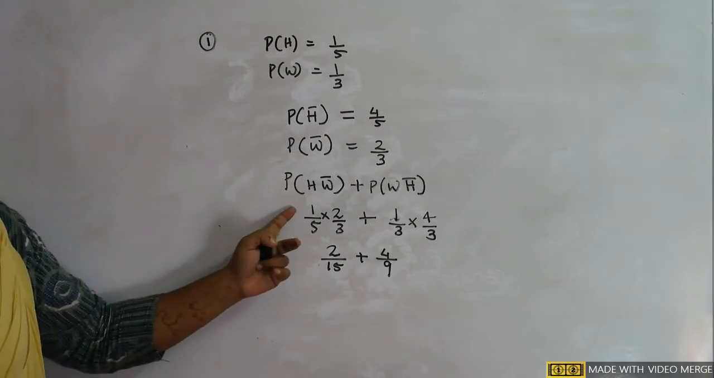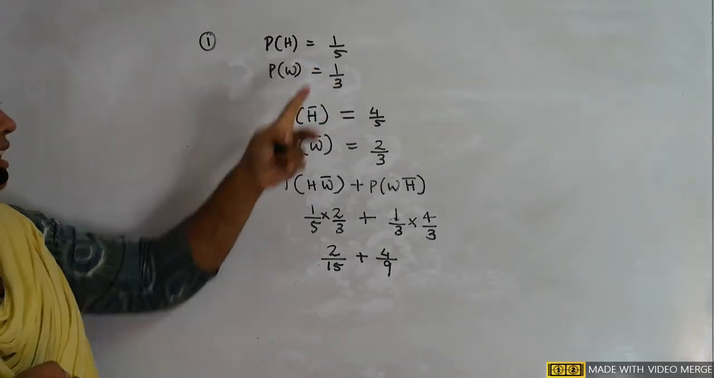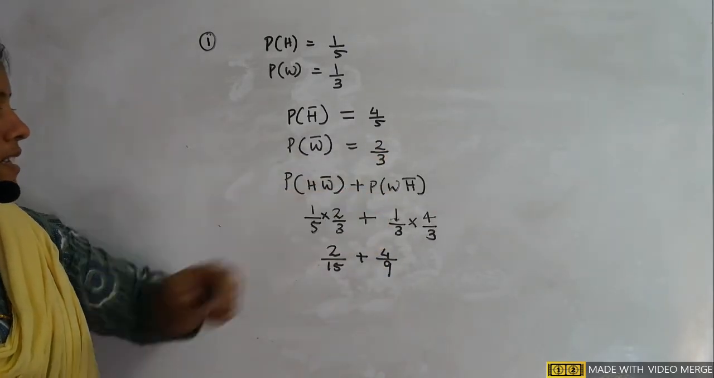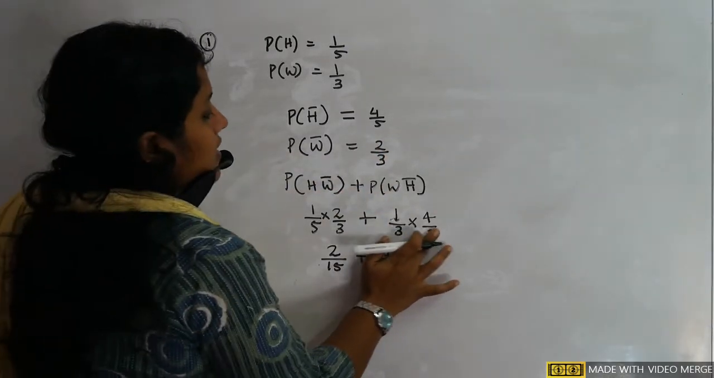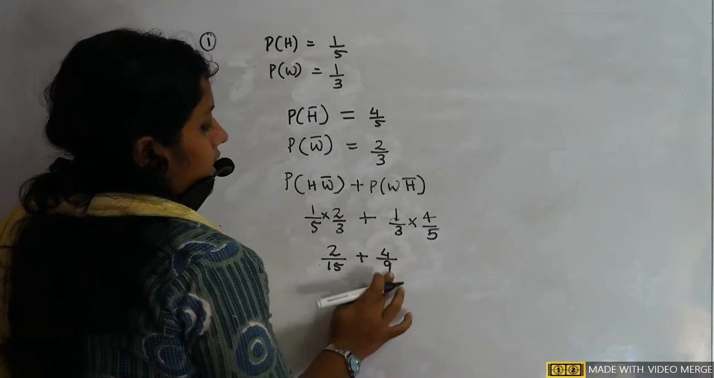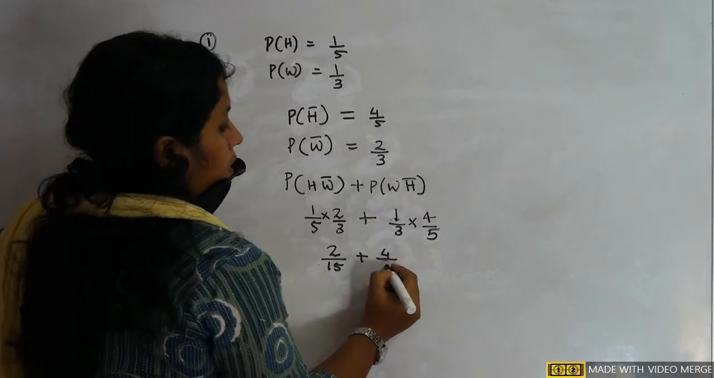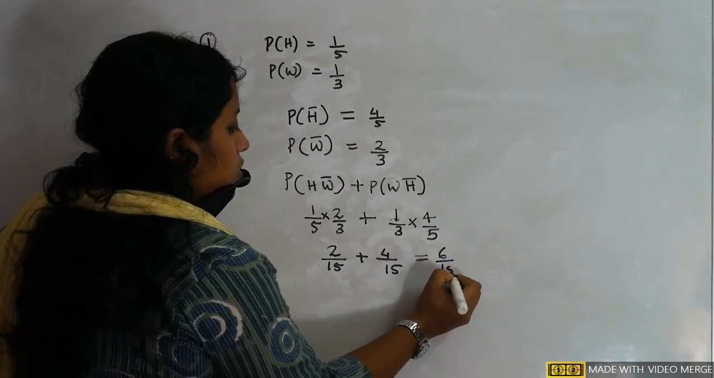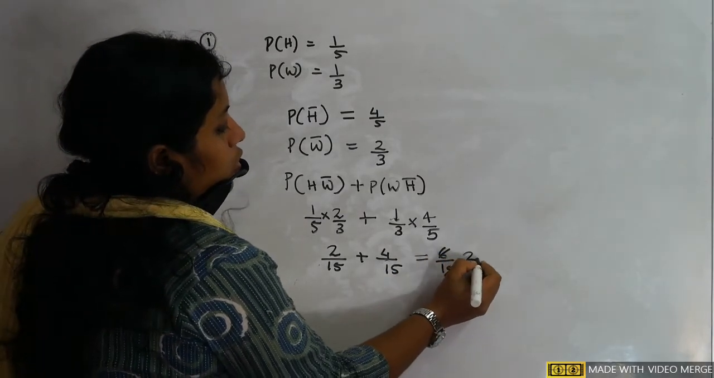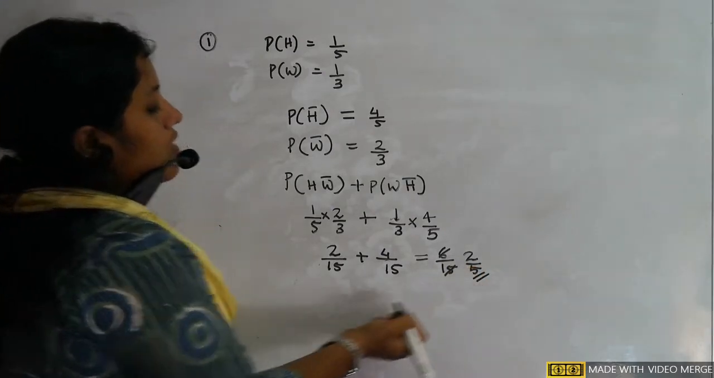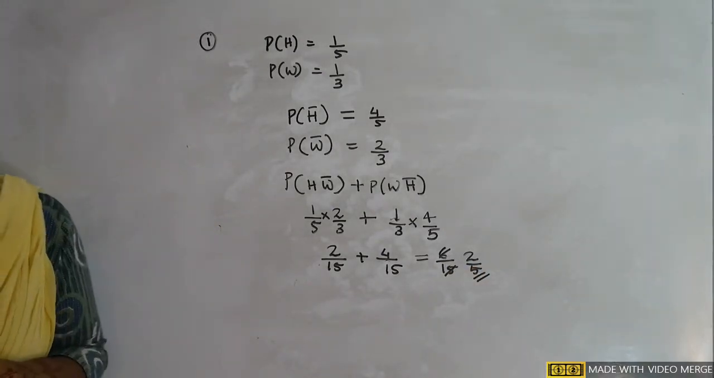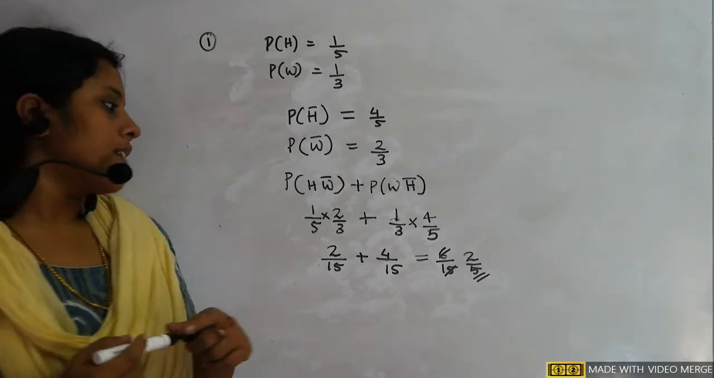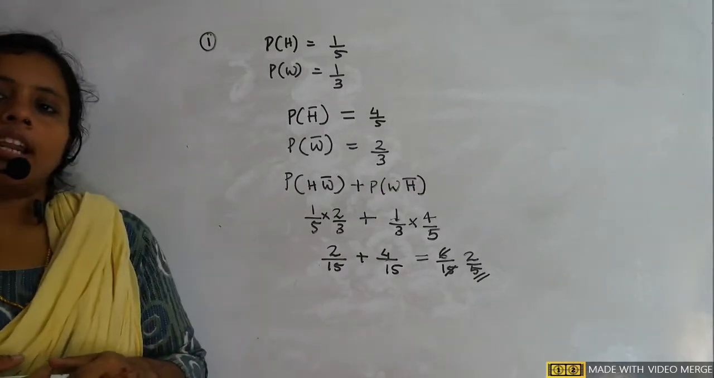Because the husband is getting selected, the wife is not getting selected. The wife is getting selected, the husband is not getting selected. Husband not getting selected means 4 by, this will become 4 by 15. So our answer will be 6 by 15, so that is 2 by 5. So what is the option? Our answer is 2 by 5, so option B. Just understand the situation and apply.